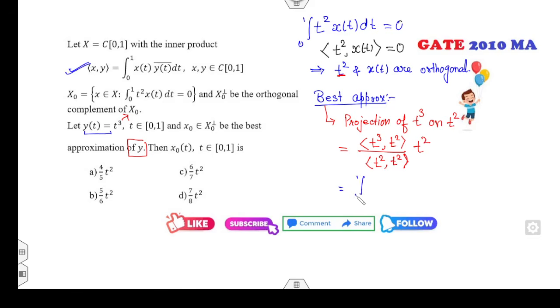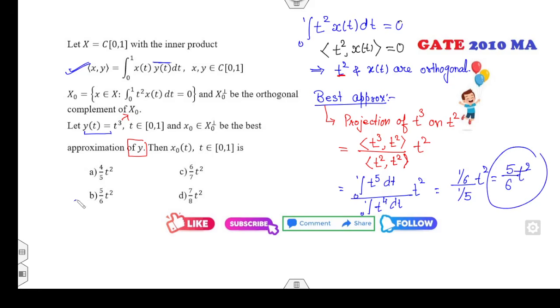Now we can apply the definition of the inner product. It is the integral from 0 to 1. It's a complex conjugate, but t square is real, so the complex conjugate is the same. It's t raised to power 5, divided by the integral from 0 to 1 of t raised to power 4. The numerator is 1 by 6, the denominator is 1 by 5. So the answer will be 5 over 6 t square, which is the right answer of the problem. So B is the right answer of the problem.